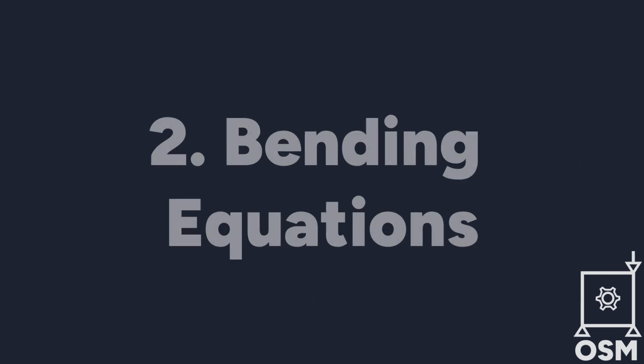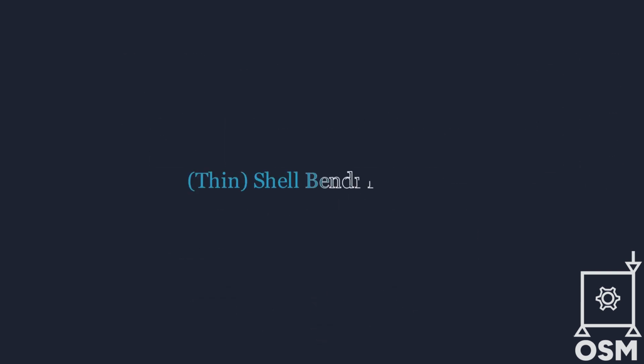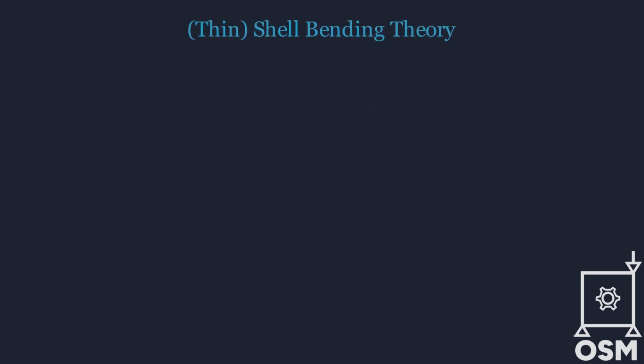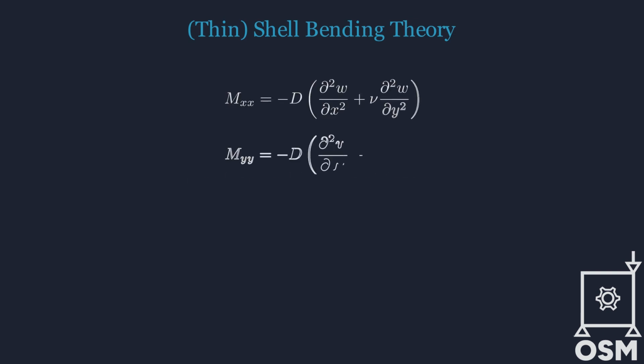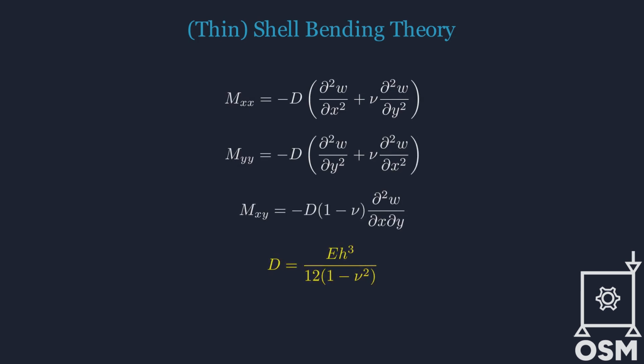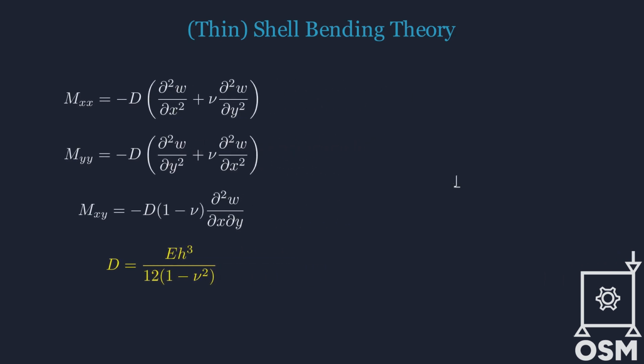Let's take a closer look at classical bending theory of thin shells. In Kirchhoff-Love theory, the shell resists deformation through bending and twisting moments, which depend on the curvature of the mid-surface. Mxx is the bending moment in the x direction. It's proportional to the curvature in x, and through Poisson's ratio also influenced by the y direction. Mxy is the twisting moment.